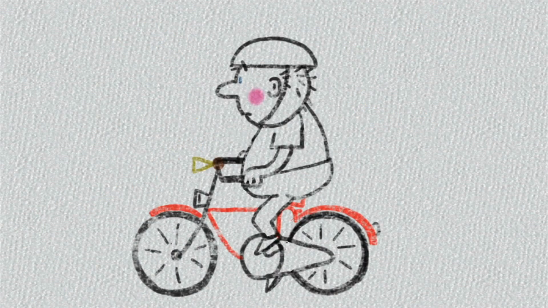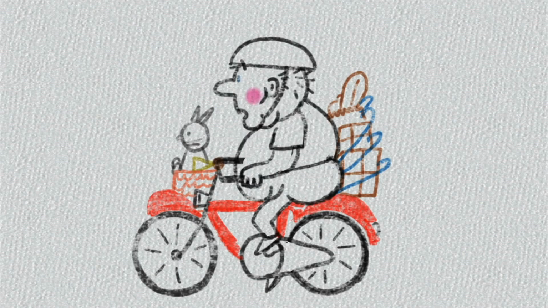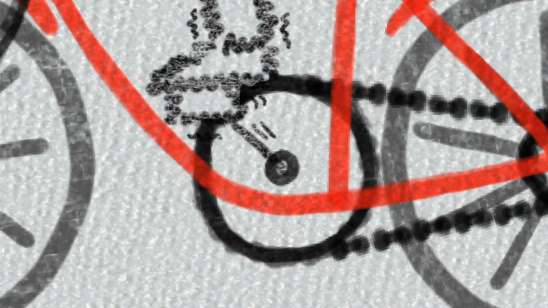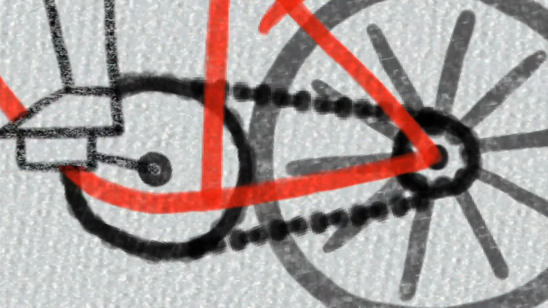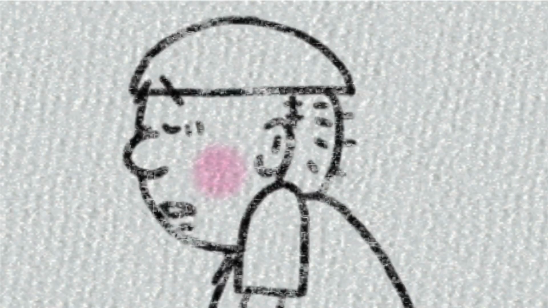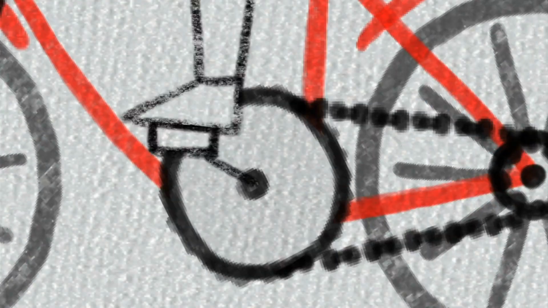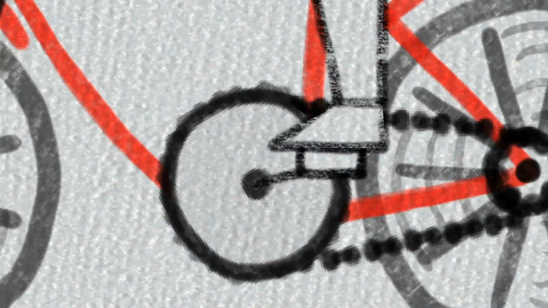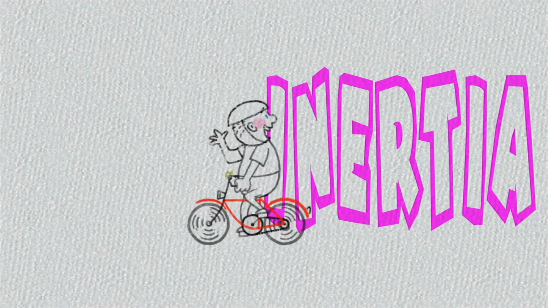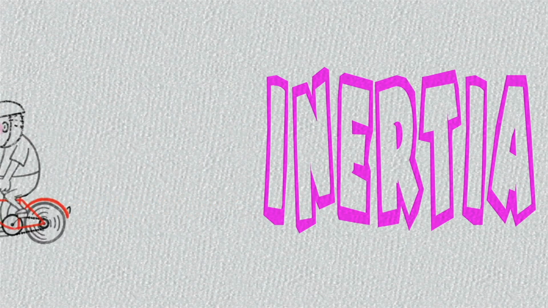And the more mass your bicycle has, and the more mass you have too, the more force you have to use to accelerate at the same rate. This is why it would be really difficult to pedal a 10,000-pound bicycle. And it is this force, which is applied by your legs pushing down on the pedals, that allows you to overcome Newton's law of inertia. The harder you push down on the pedals, the bigger the force, and the quicker you accelerate.